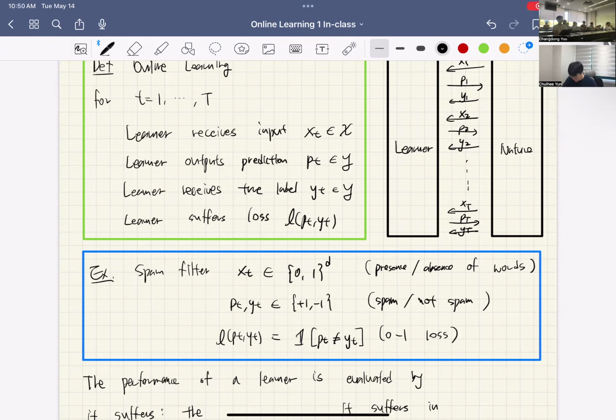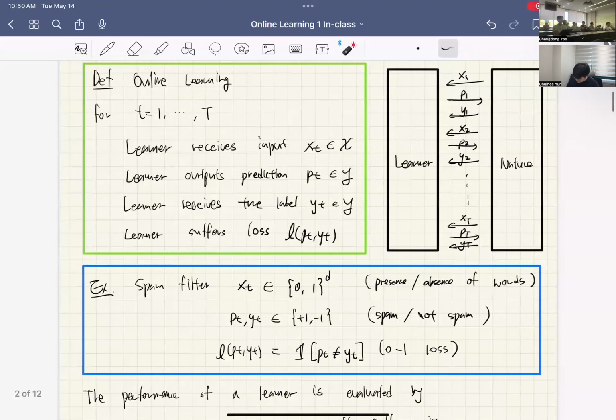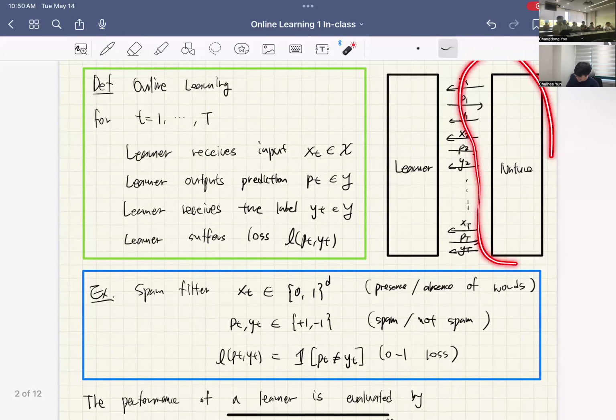So in this scenario, the nature, or the many senders of email worldwide, will give the learner XT, which is an email, okay? And then the learner has to make a prediction that, oh, this will be a spam, or this must not be a spam, okay? And then the nature will reveal whether this one was a spam or not a spam. And then the learner will suffer the loss based on the correctness of the prediction.